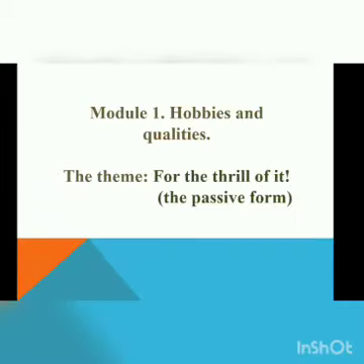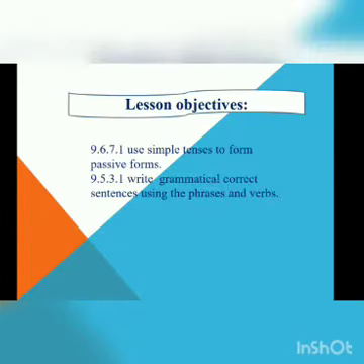The theme of our lesson is "For the thrill of it." And today we'll revise how to form passive forms. Lesson objectives of our lesson: use simple tenses to form passive forms, and write grammatically correct sentences using the phrases and verbs.